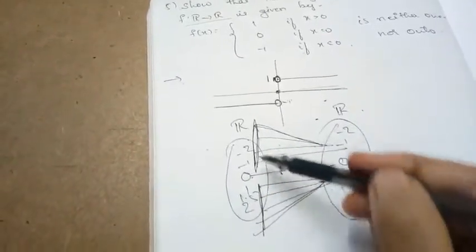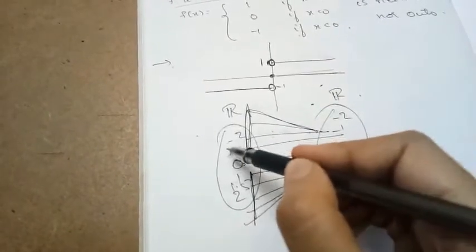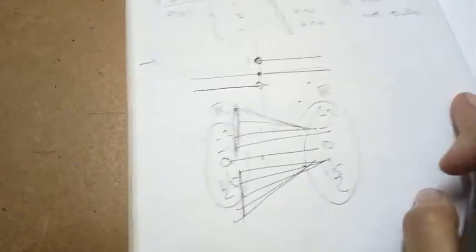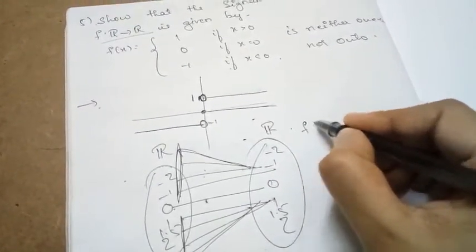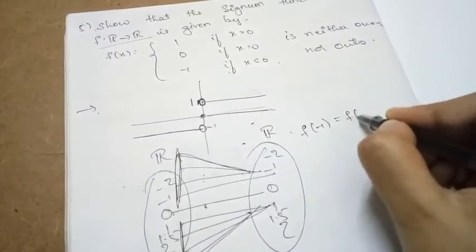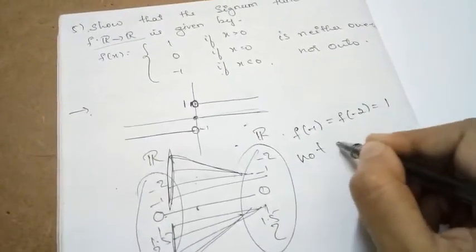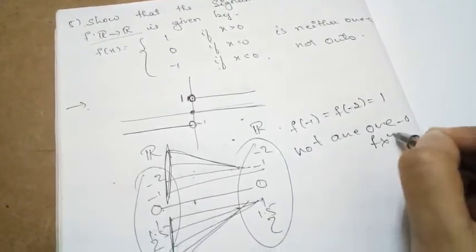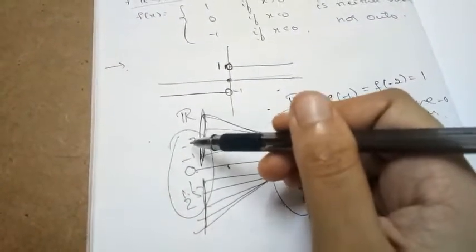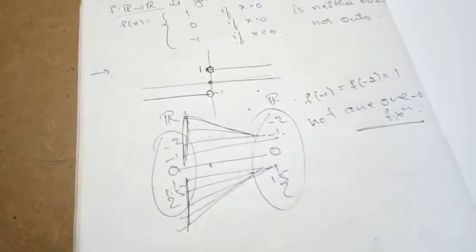So clearly we can't say it is a 1-1 function. You can see here that f of minus 1 is equal to f of minus 2, which is minus 1 itself, so it is not a 1-1 function. What does a 1-1 function say? Every element in the domain should have one and only one image, but here that is not the case, so it is not a 1-1 function.